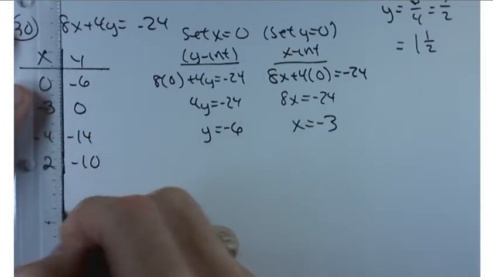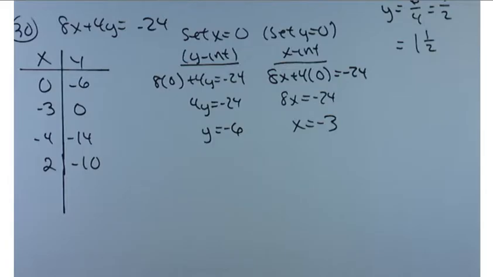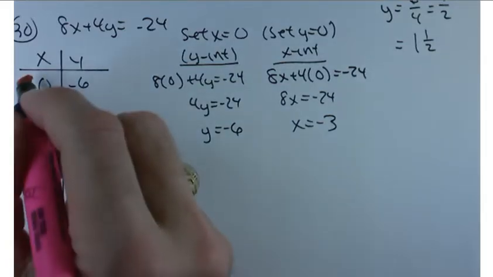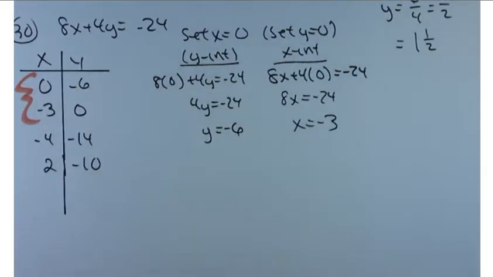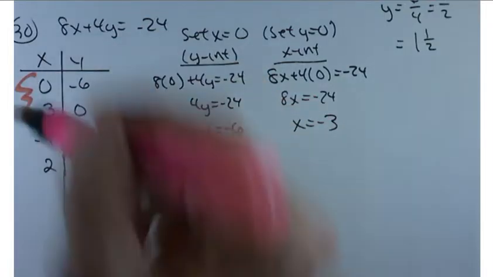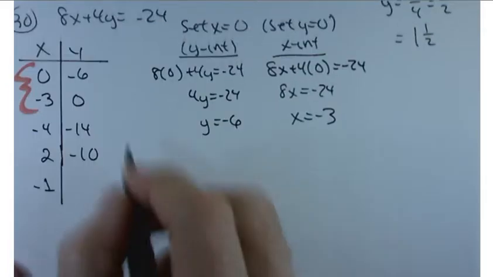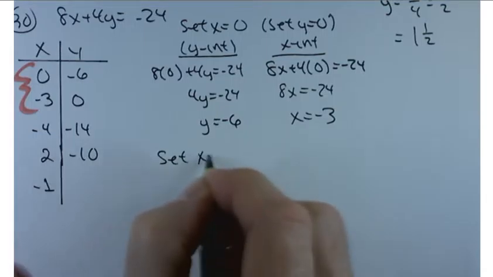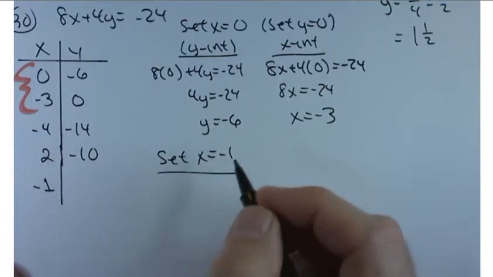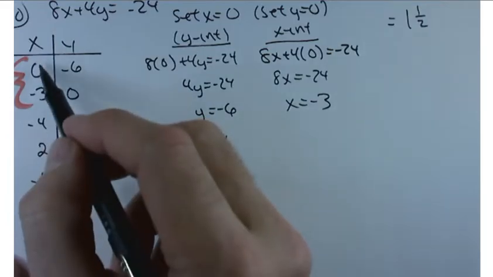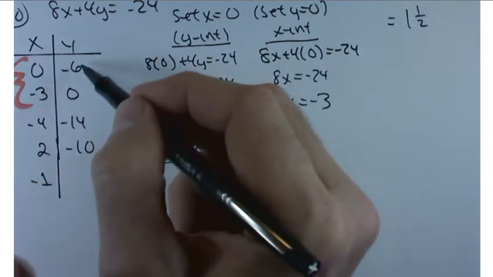What I would suggest is to stay close to home here. Let's pick a value of x between, say, 0 and negative 3, or at least close to those values. So let's pick negative 1. If I set x equal to negative 1, which is between 0 and negative 3, I should expect a y value between negative 6 and 0.